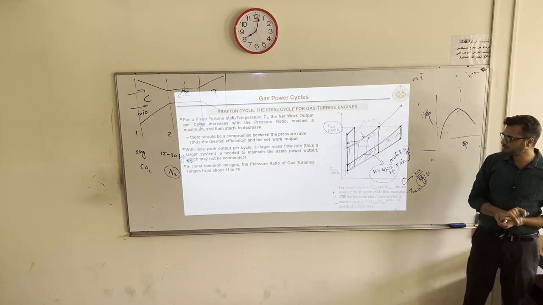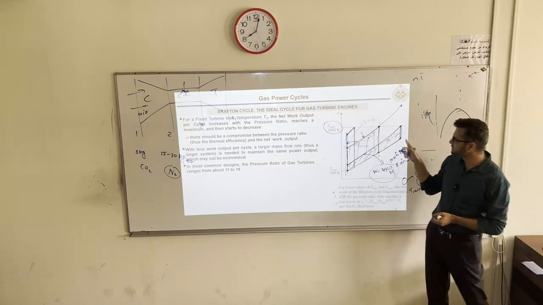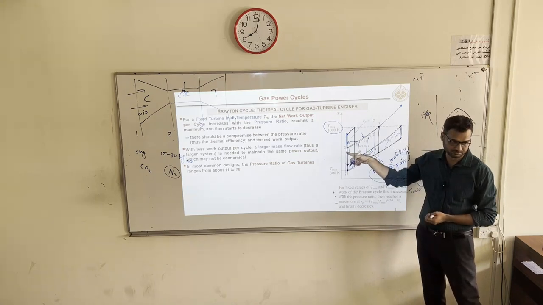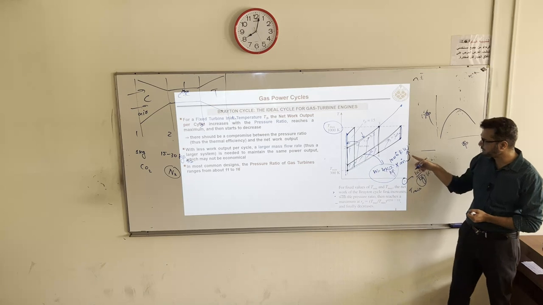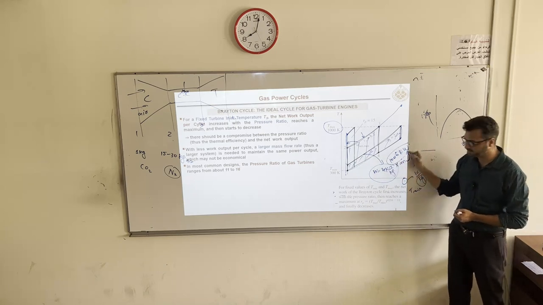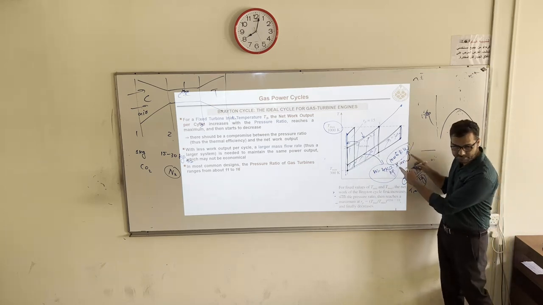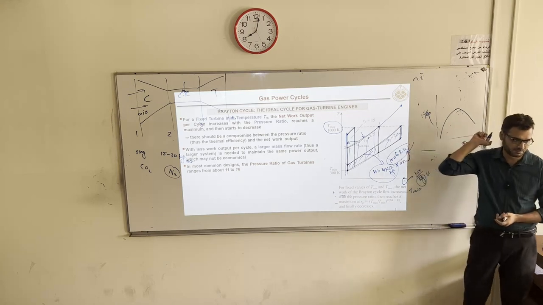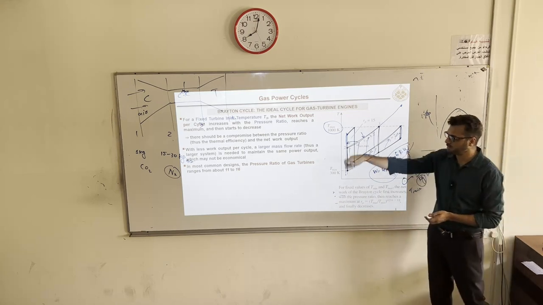So now in these systems, because major power is going back to drive the compressor, and the net work output you cannot compromise here, you will keep on increasing m dot until you get the required net power output. Okay, so that will be discussed.